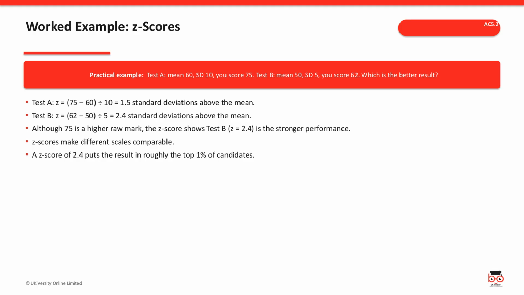So even though 75 is the higher raw mark, the z-score shows test B is the stronger performance. A z of 2.4 puts you in roughly the top 1% of candidates. That's the beauty of standardizing. It makes different scales comparable.